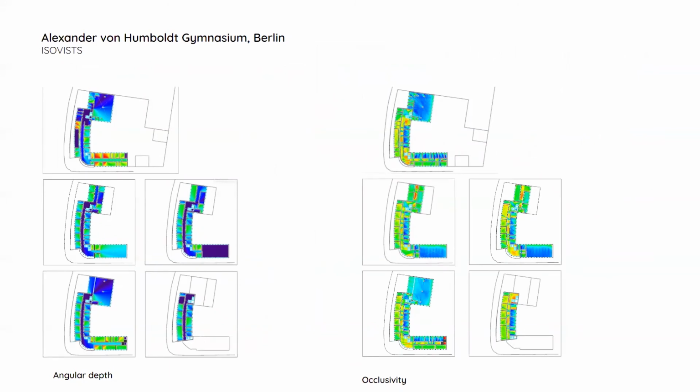Isovist from the students' desks and classrooms have a lower occlusivity value, and one can infer that essentially the idea of learning in the school is of a more focused and serious approach, where they ensure that the students are not exposed to outside distractions.